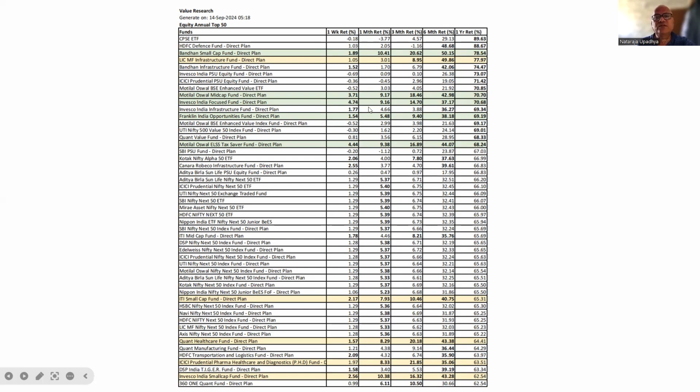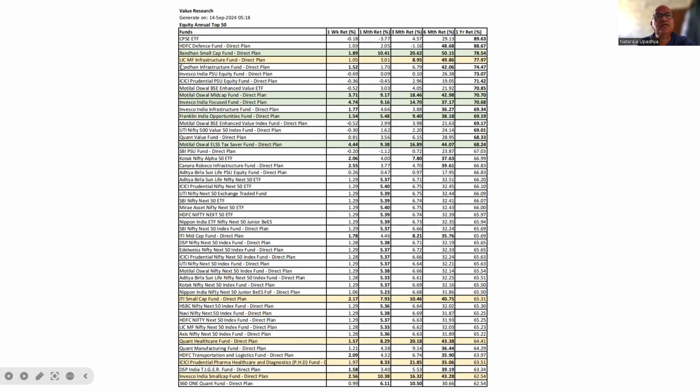Invesco India Focused Fund, 9.16% for the month, 70.68% for the year. Franklin India Opportunities Fund, 5.48% for the month, 69.19% for the year. Motilal Oswal ELSS Tax Saver Fund, 9.38% for the month, 68.24% for the year. So those are the green.